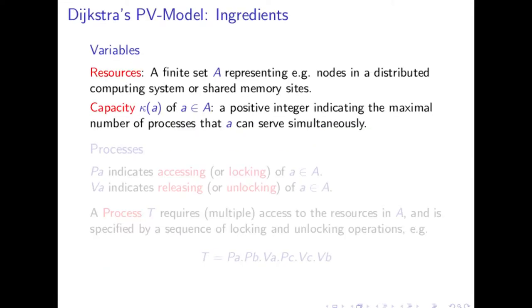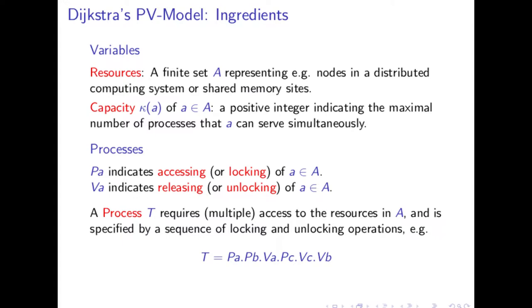So first, what is the Dijkstra PV model? Again, I'm somewhat restricting my attention to a special case of the Dijkstra model. So it has variables, which are the resources. It's represented by a finite set, and these could be some computers in distributed computing systems or shared memories and things like that. And there is a capacity, which is a positive integer associated with every resource, which tells us how many processes can use it at the same time. So these are the components of the model.